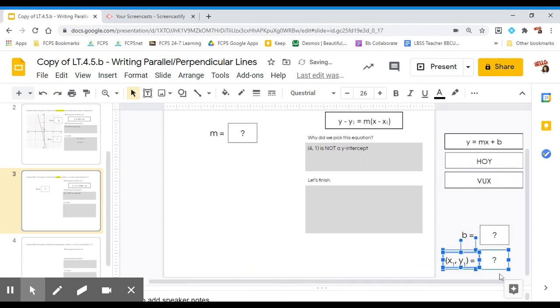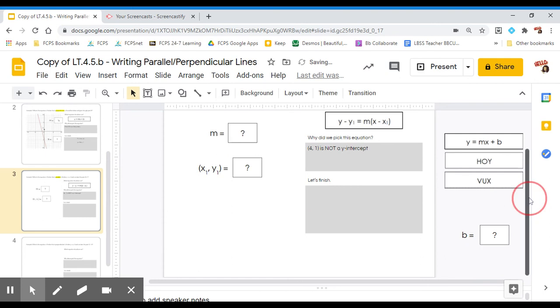Why does it keep doing that? Let's try that again. Can I move the whole thing? There we go. All right.